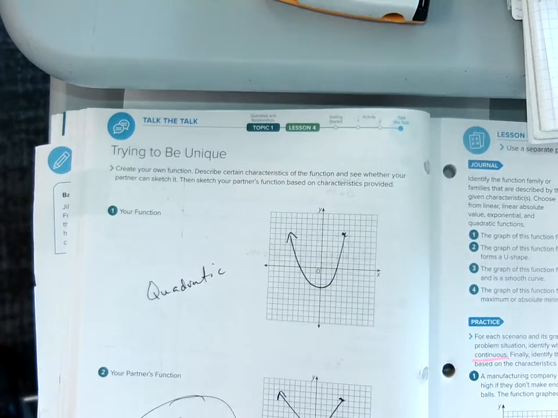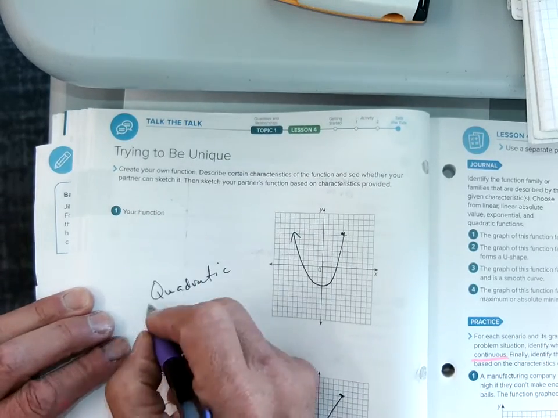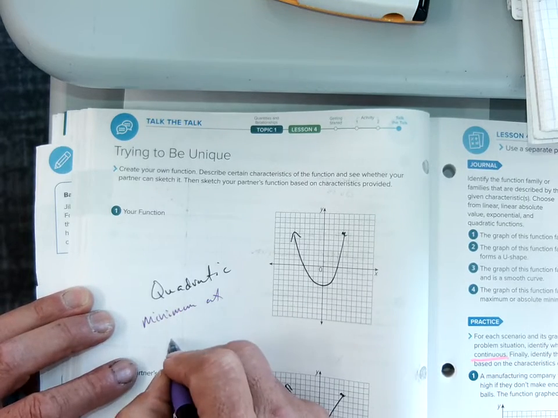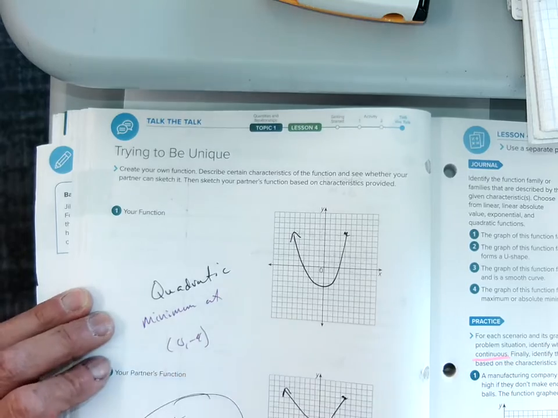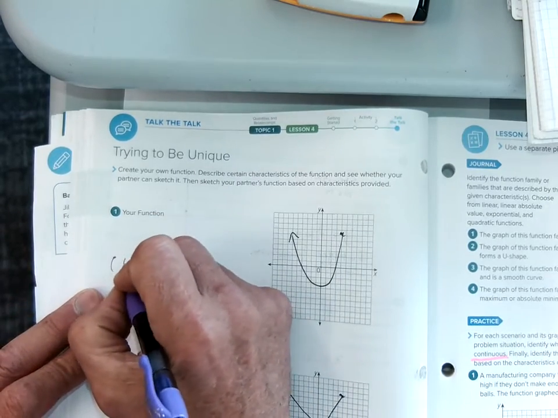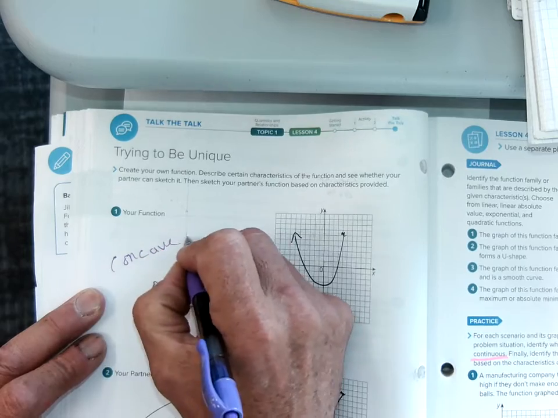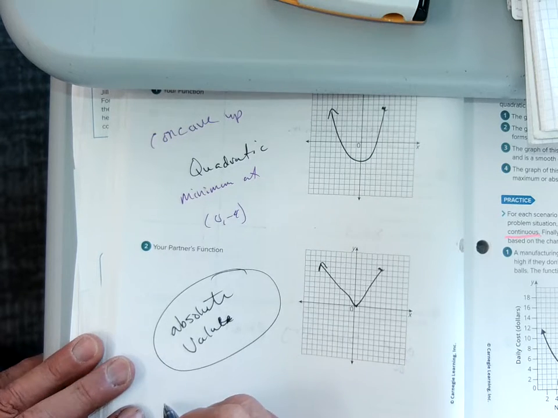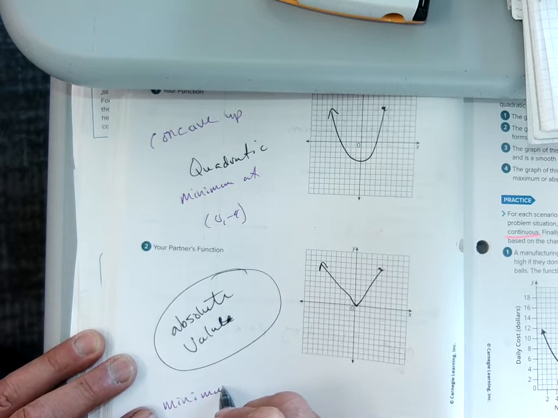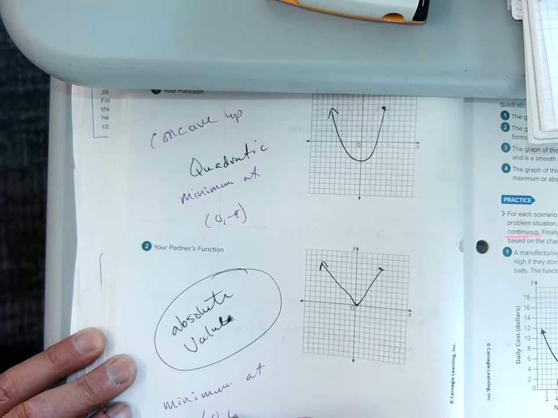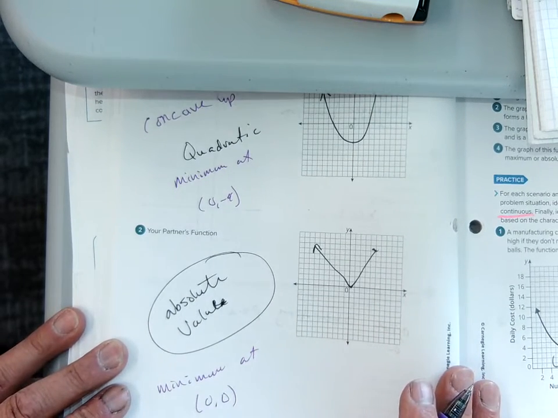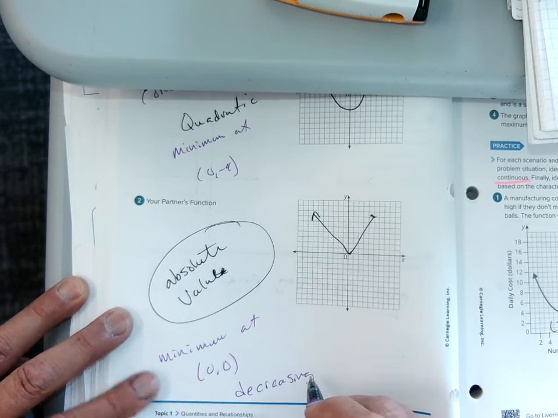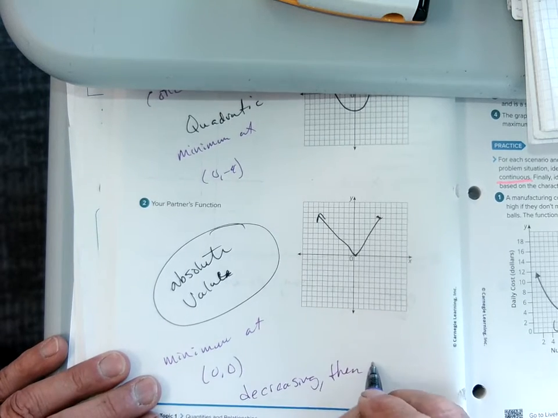So characteristics, I would have said I wanted a quadratic, I wanted it to have a minimum at 0, -4, and I want it to be concave up, and so we got it from there, okay? Cordy would have said absolute value. She said we want to have a minimum at 0, 0, and then we'd say decreasing, then increasing.